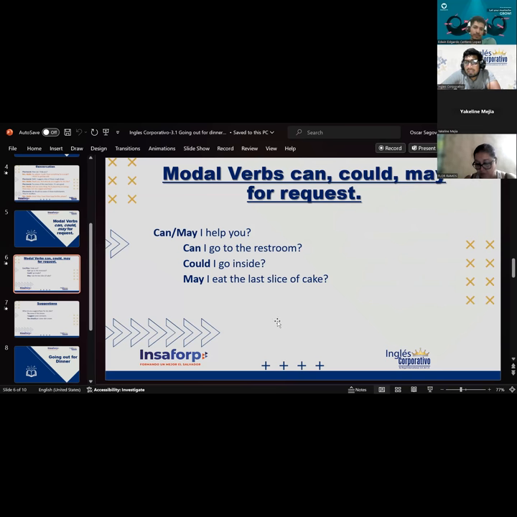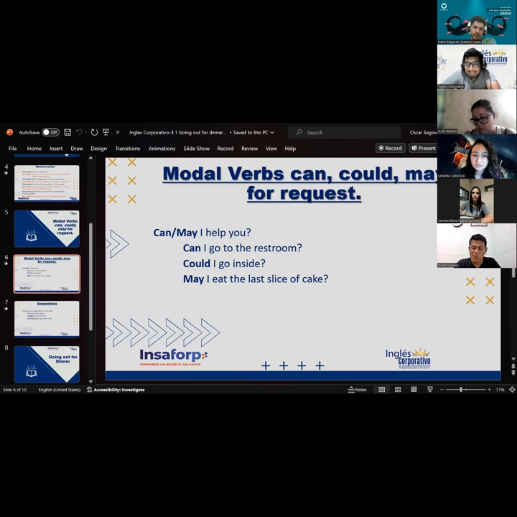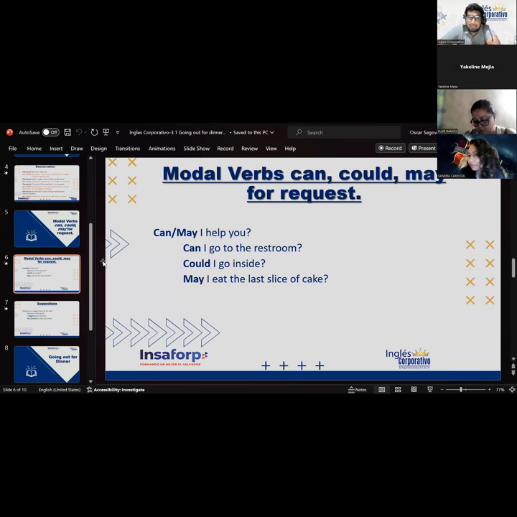Using may normally means that you are trying to ask in the most humble or polite way possible to do something. Can and could are, of course, polite, because you are requesting access or permission to do something, but they're not as polite or as humble as may is. Because when you use can, as I told you last time, it can be understood as if you are simply stating that you have the ability to do this.